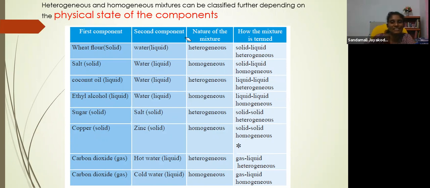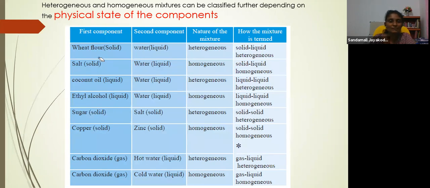So here I have taken the table which was in the textbook. Given here are two components, that means the first component and the second component, and the nature of the mixture. It is given as whether it is homogeneous or heterogeneous, and then a separate term is given for whether those two components are solid, gas or liquid.